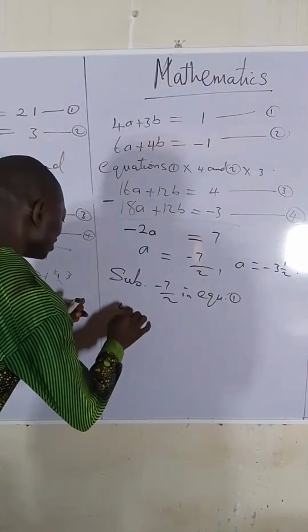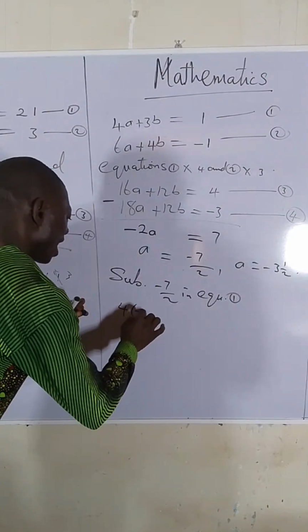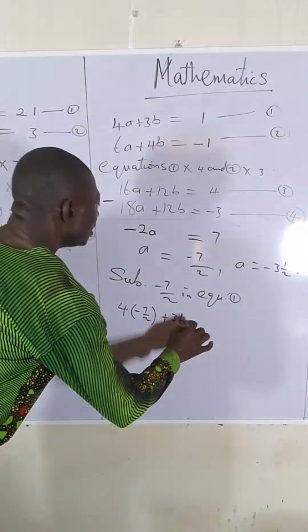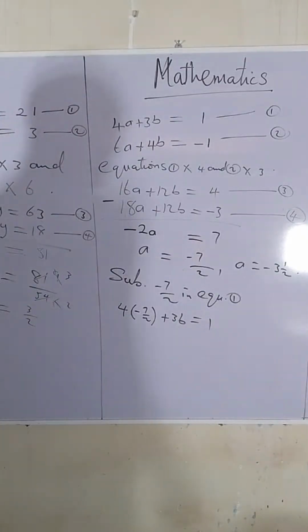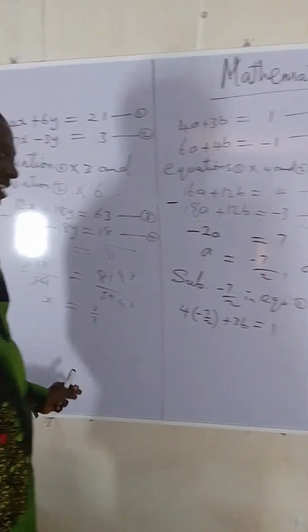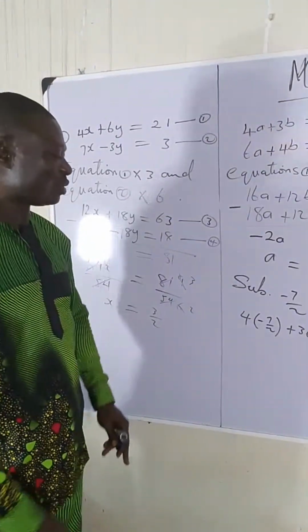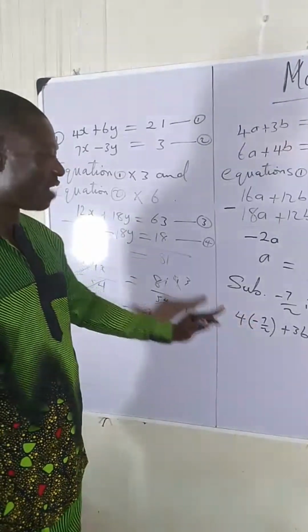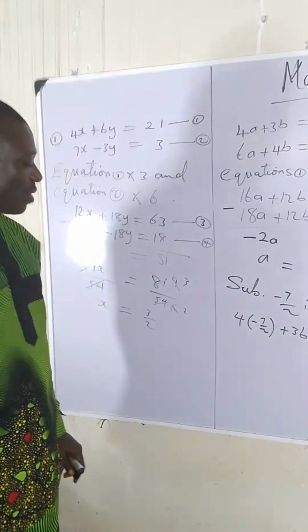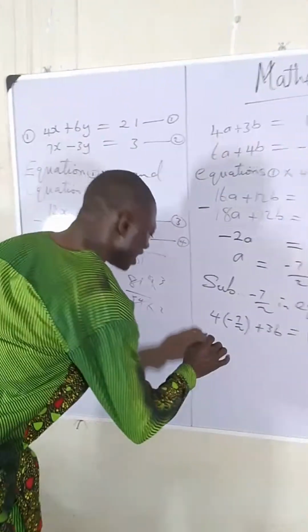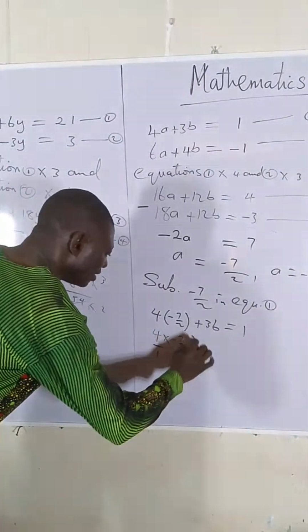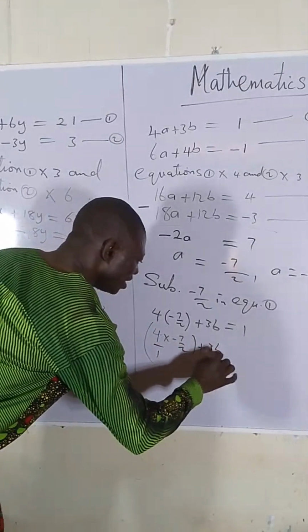And so we are going to have it as 4 into minus 7 over 2 in brackets, plus 3b is equal to 1. We are doing this to be able to solve b, instead of eliminating a to solve b. So we are going to make sure that we substitute now. When we have used elimination to solve one, we can now substitute and get the other. All right, what do we have here? 4 times minus 7 over 2, and 4 is 4 over 1. This is together plus 3b is equal to 1.